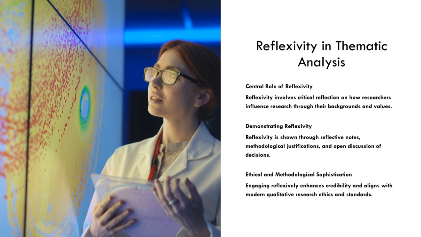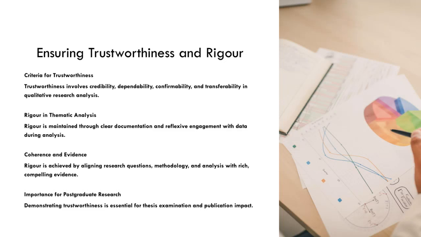When we talk about trustworthiness in qualitative research, we're focusing on the quality and integrity of the entire analytical process. This means addressing key criteria like credibility, dependability, confirmability, and transferability. Essentially, researchers need to show that their analysis is done in a systematic, transparent way, supported by solid evidence. In thematic analysis specifically, maintaining rigor requires clear documentation of every step taken during analysis, along with a reflexive approach that engages deeply with the data.